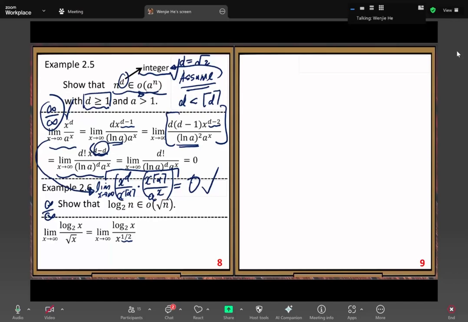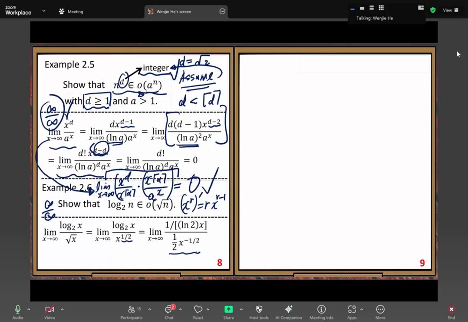Now, the derivative. For the denominator, we can still apply the power rule. Remember the formula: the derivative of x to the r is r times x to the r minus 1. Here r equals 1/2, so we have this formula. The numerator still uses the log formula, so 1 over the natural log of 2 times x.